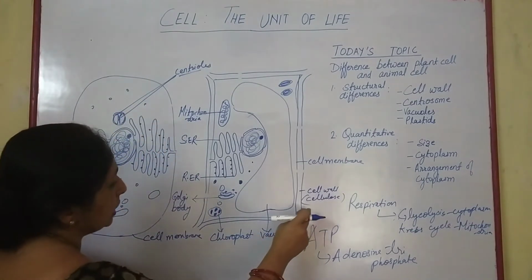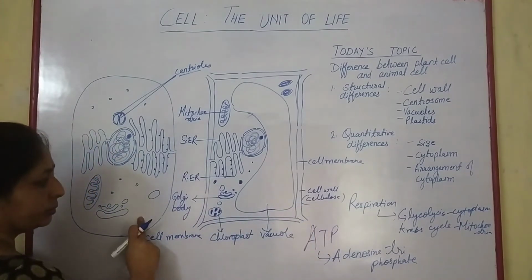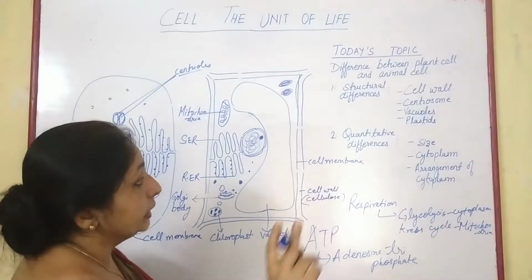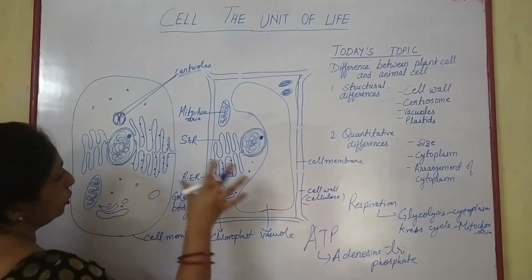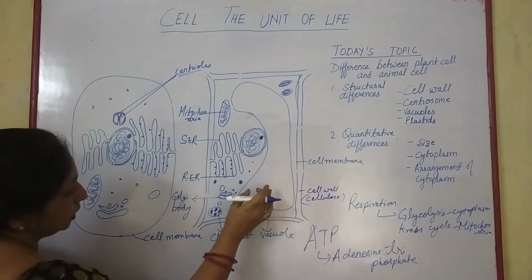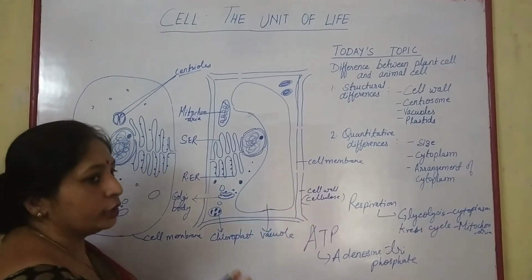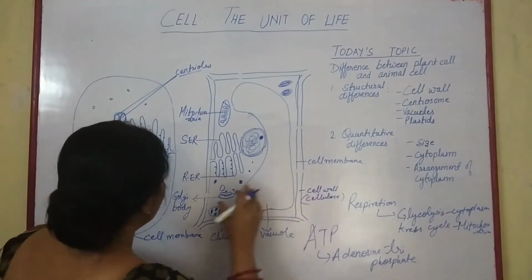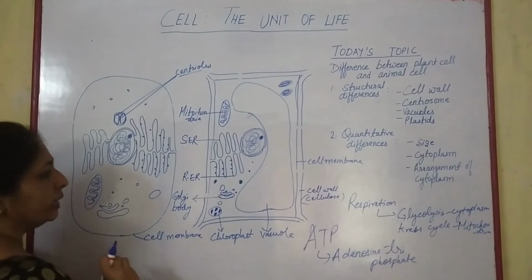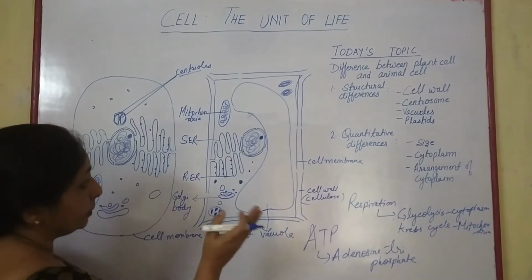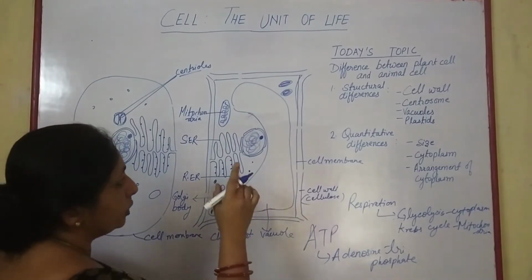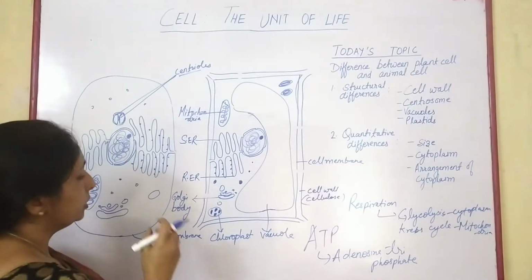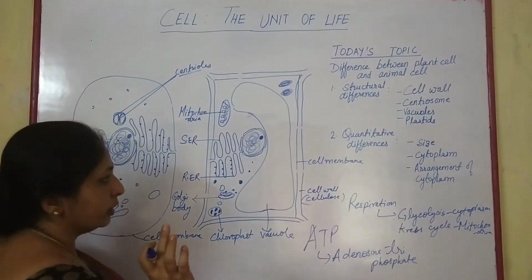First was the cell wall, present in the plant cell, absent in the animal cell. Centrosome is present in the animal cell, absent in the plant cell. Next is the vacuole, the size of the vacuole. The vacuole is prominent. It occupies almost a major portion of the cell in the plant cell, while in the animal cell it is a very minute structure. So the basic difference is a prominent vacuole in the plant cell. In the animal cell it may be present or absent, or when present it is very small in size.